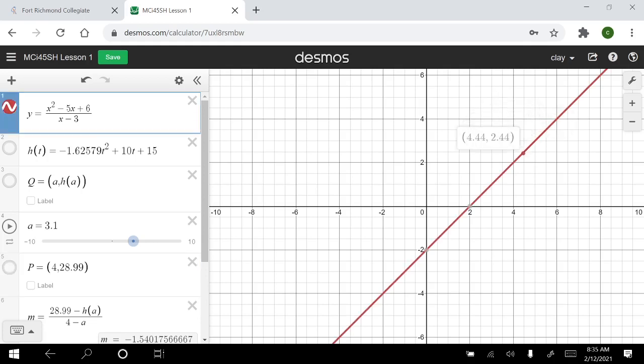Let's get closer to that value when x was 3, shall we? We're getting closer and closer. Did you see that?